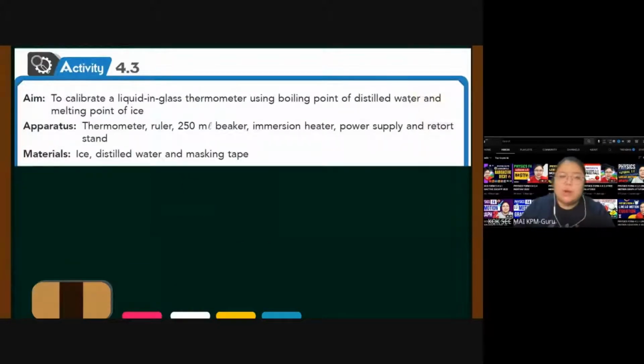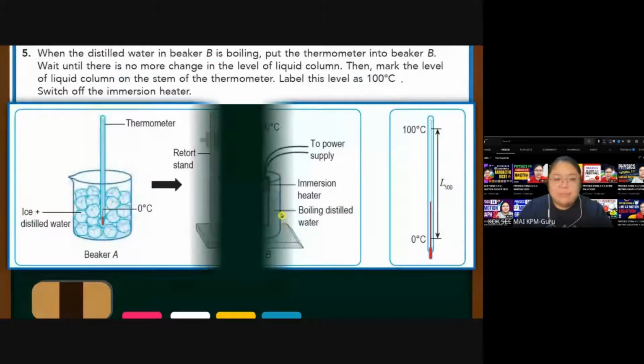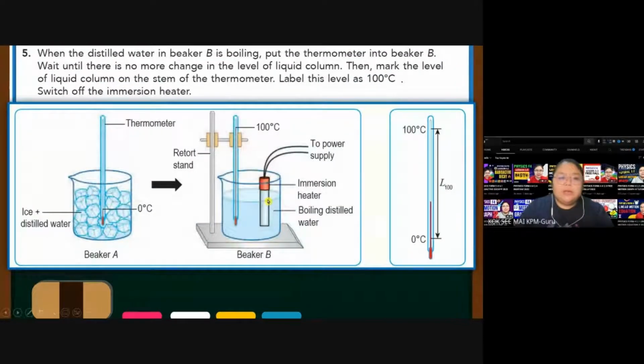This is one of the activities from your textbook. They want to find out the reading at the boiling point, and after that the reading at the melting point. This is the procedure, so we are going to see the diagram. They use 2 situations. One is beaker A, full of ice, and they put the thermometer in. Another one uses a heater.